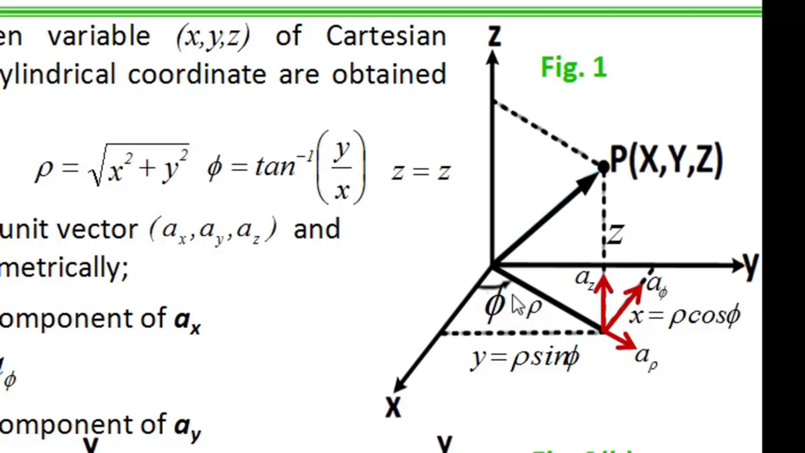Whereas phi in terms of x and y can be calculated using x and y. So x is equal to rho cos phi and y is equal to rho sin phi. After dividing y by x, we find tan phi is equal to y by x. So phi can be written as tan inverse y by x. And z is the height of the cylinder, which is the same.